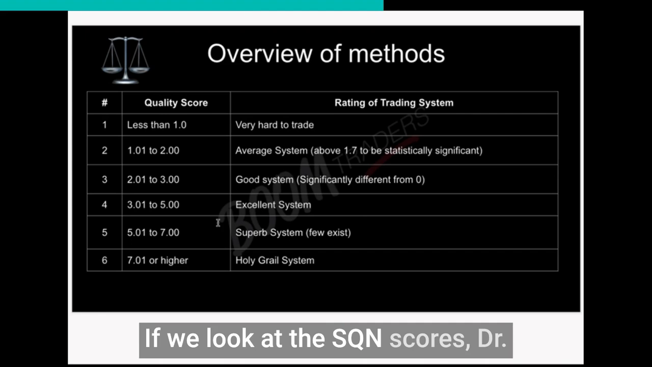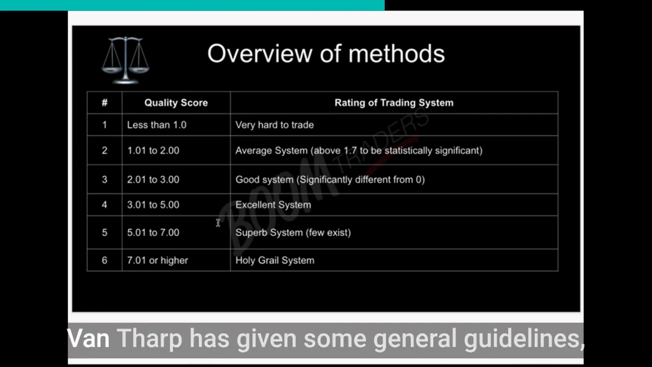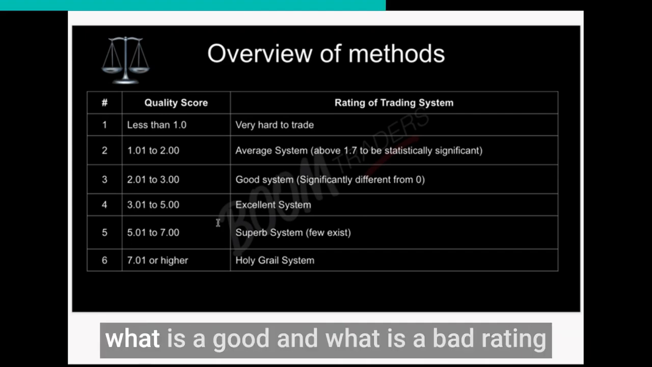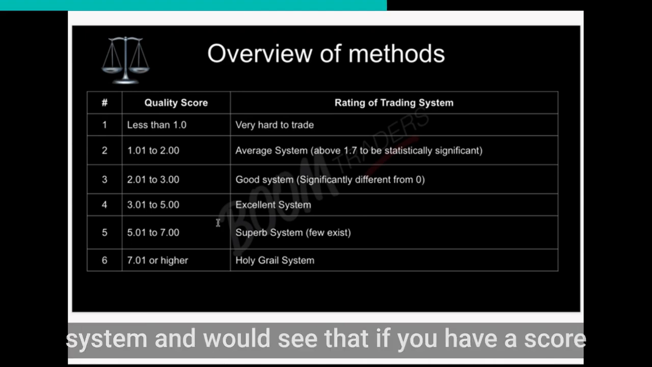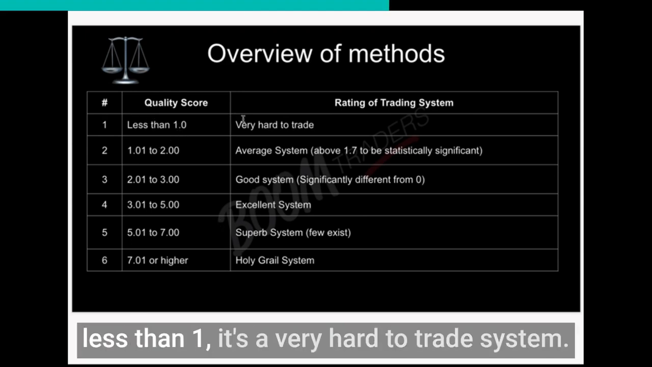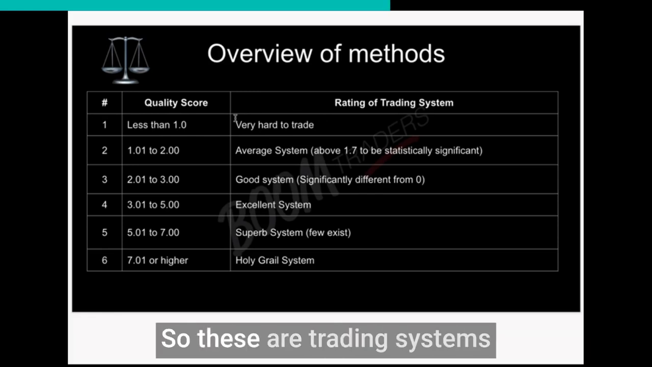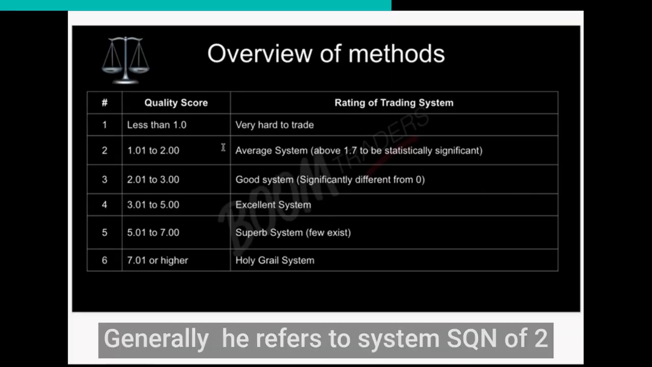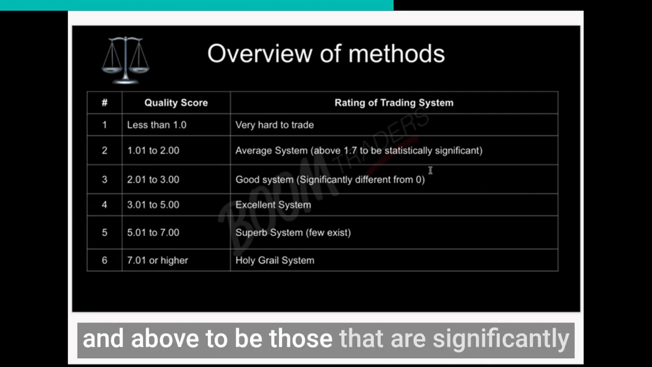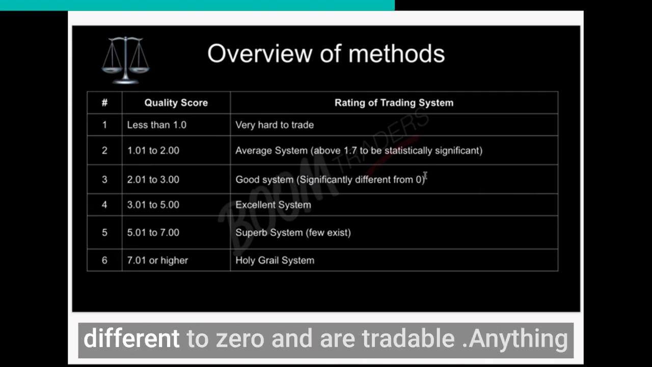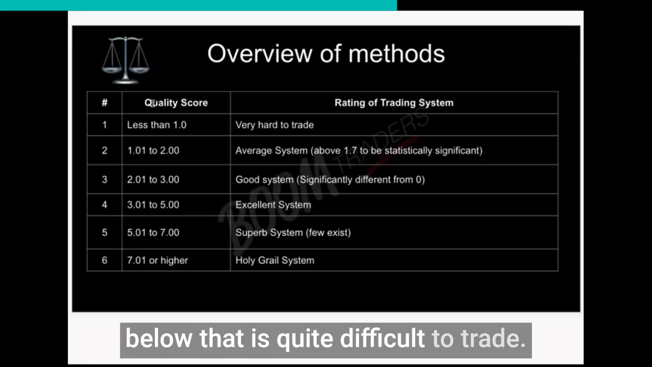If we look at the SQN scores, Dr. Van Tharp has given some general guidelines on what is a good and what is a bad trading system. You would see that if you have a score less than 1, it's a very hard to trade system. So these are trading systems that we don't want to take. Generally, he refers to system SQNs of 2 and above as those that are significantly different to 0 and are tradable. Anything below that is quite difficult to trade.